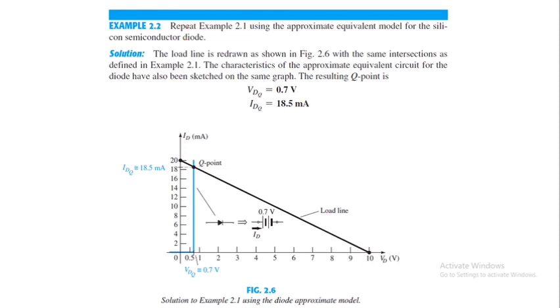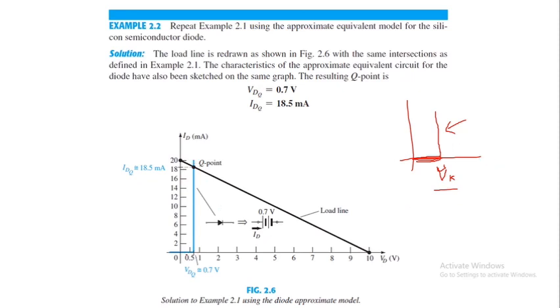Now in this example we are asked to repeat example 2.1 using the approximate equivalent model. As you know, for the approximate or simplified equivalent model, the characteristic of the diode is like this, where we mention Vk, but we ignore the resistance. So you can see the slope is infinite. That is, you are ignoring the resistance, but you deploy Vk in this circuit.